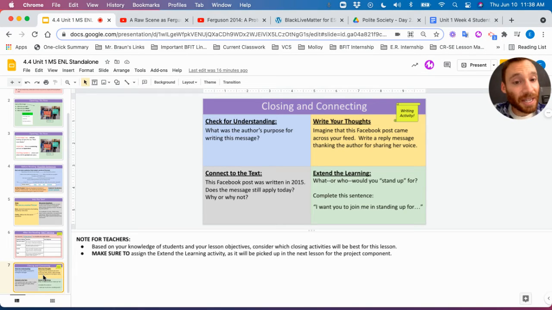That extending the learning activity is important for students to complete today because they'll be continuing on that topic in tomorrow's day 5 cumulative activity.